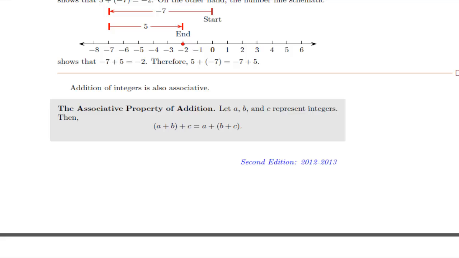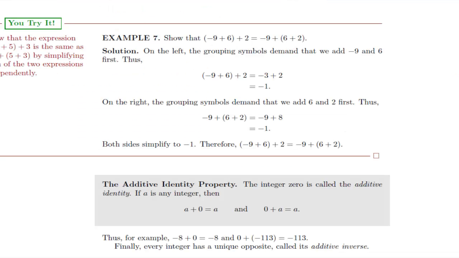The associative property of addition: let a, b, and c represent integers. Then, whether we group a and b or b and c, the two expressions are equal. Example 7. Show that the expression with -9 and 6 grouped is equal to the expression with 6 and 2 grouped. Solution. On the left, -9 + 6 = -3. Then -3 + 2 = -1. On the right, 6 + 2 = 8, and -9 + 8 = -1. Both sides simplify to -1, therefore the two expressions are equal.